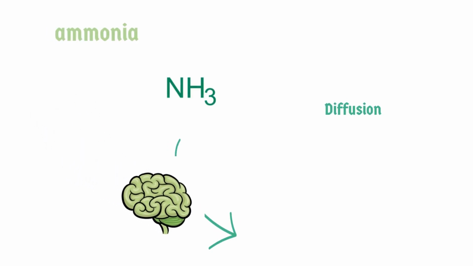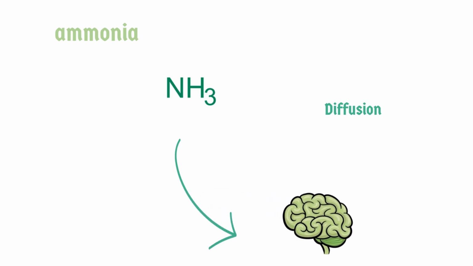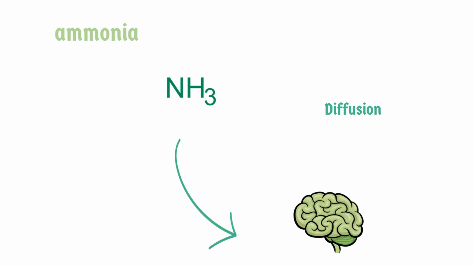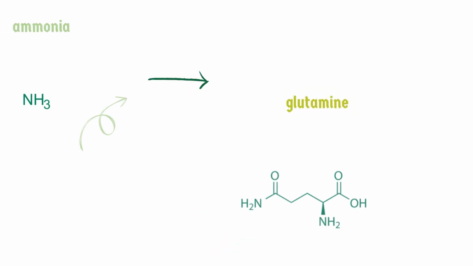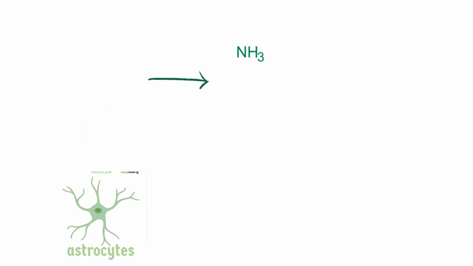Let's understand it in the context of the body's most pivotal tissue, brain tissue. Ammonia is a neurotoxin. It is rapidly diffused into the brain tissue. The astrocytes, the most abundant glial cells in the brain, are responsible for converting the toxic ammonia into glutamine and convert glutamine into glutamate. This hence disturbs the glutamine-glutamate cycle.